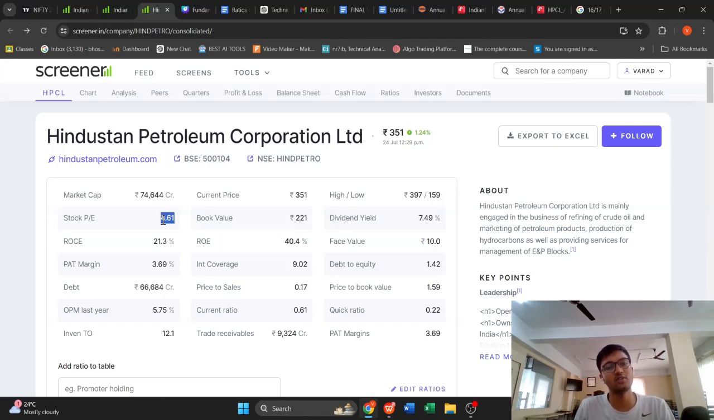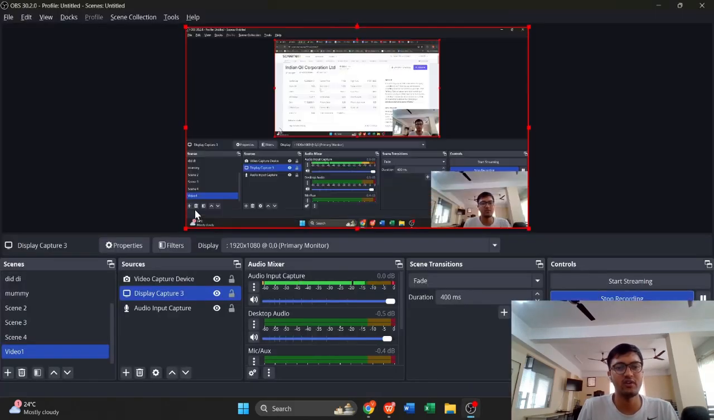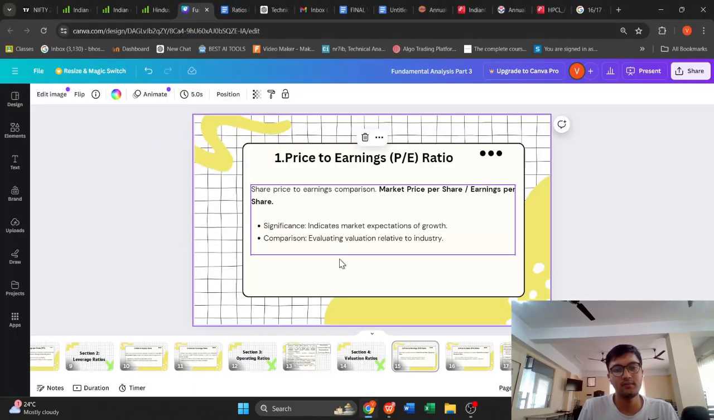You can see the valuation of the companies. They are fairly valued at this particular stock price. If you see all the other things and look at the valuation, you can go ahead and invest in these companies right now. The stock PE in case of HPCL is better, and in case of IOCL also it is better. Around five is a very good number. Let's look at other things.